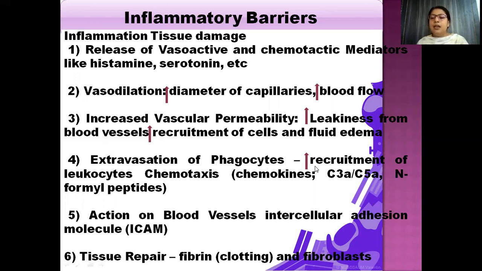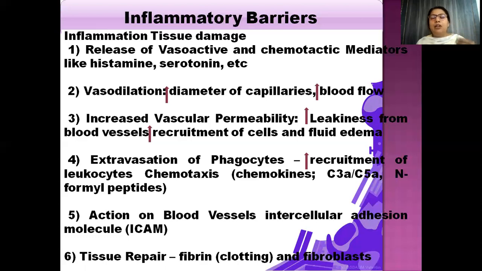Extravasation of phagocytes, recruitment of leukocytes, chemotactic effect. Here we can see C3a and C5a. This is the complement protein part. N-formyl peptide. Action on blood vessels, intercellular adhesion molecules, ICAMs, also function in recruiting different kinds of cells. Then the final function is tissue repair through fibrin or clotting. There are certain clotting factors which work in the serum of blood, and they repair the damaged part.